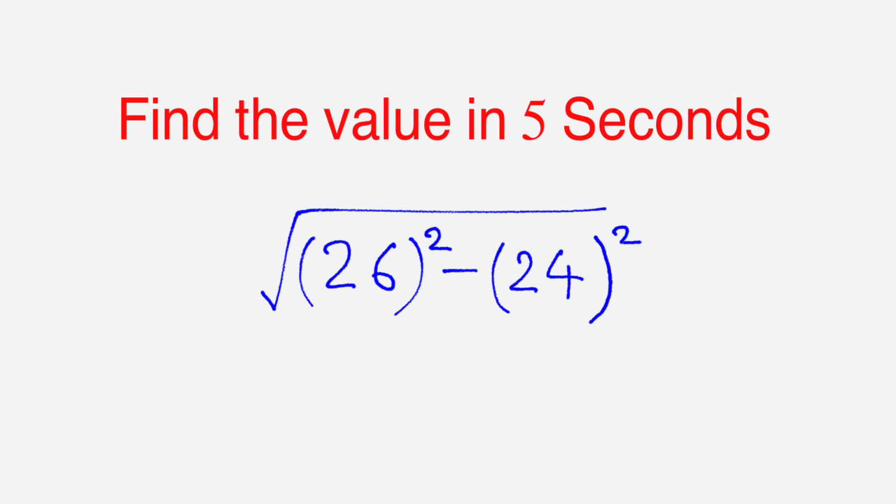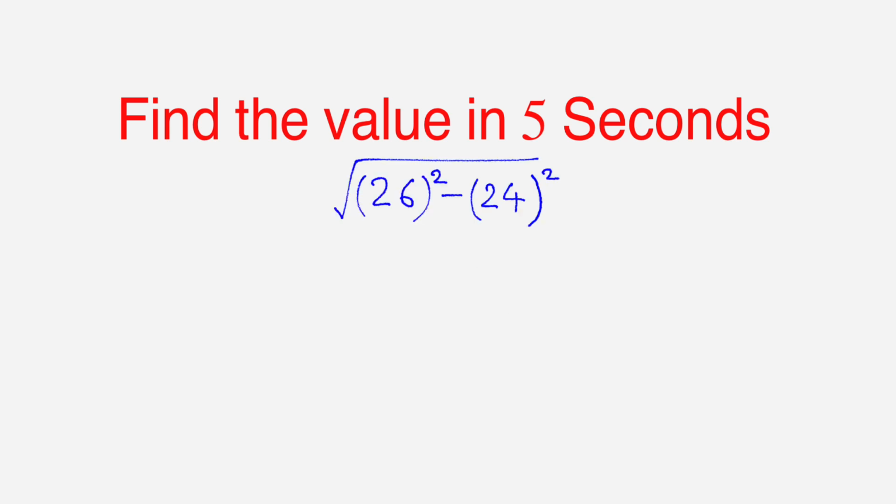We will not just find the square of 26 and the square of 24, then find the subtraction value and then find the square root. That will take a lot of time. So a quick method is to apply the formula from algebra, which is a square minus b square, which is a plus b multiplied by a minus b.